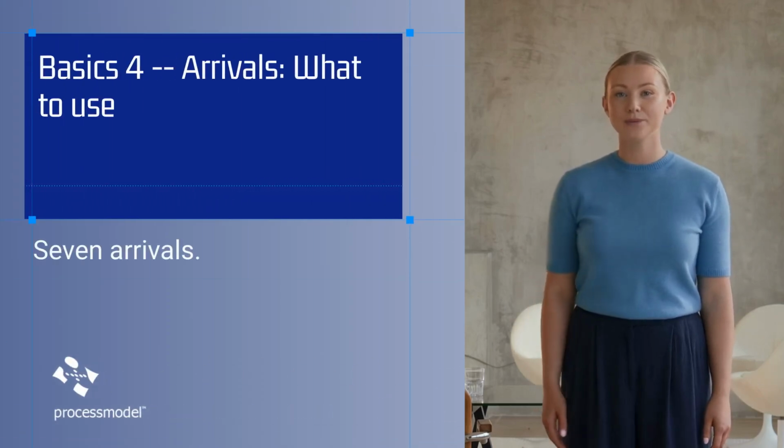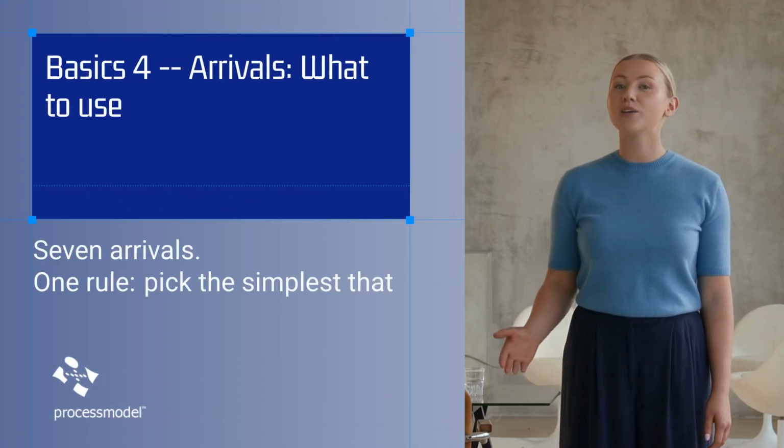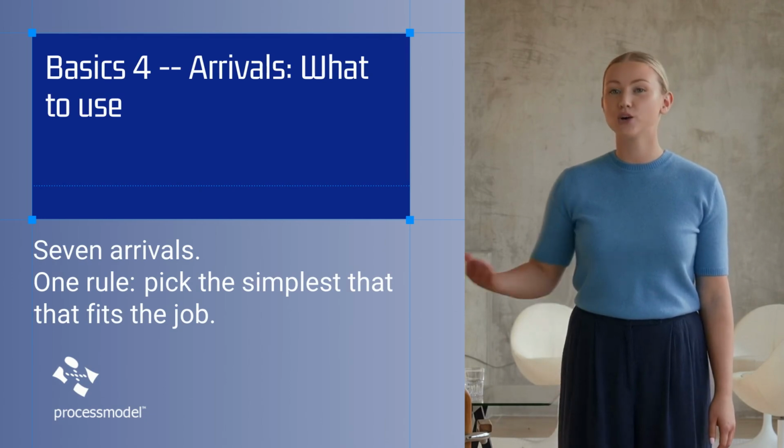You don't need every knob. You need the right arrival. Here are the 7 options in ProcessModel and when to use each.